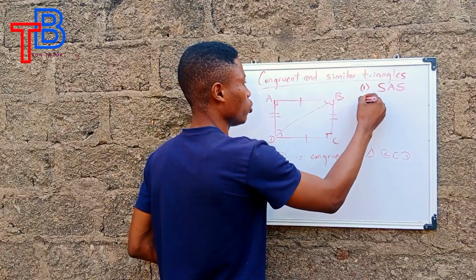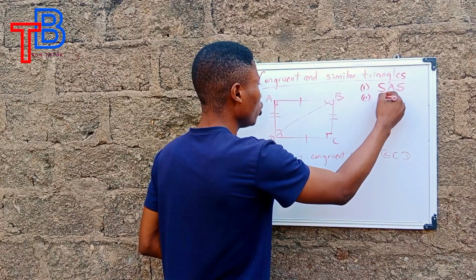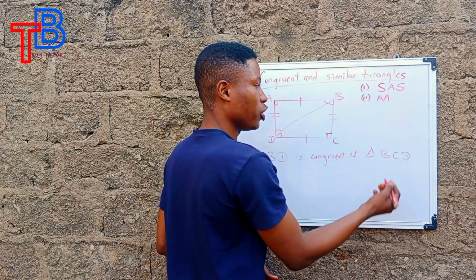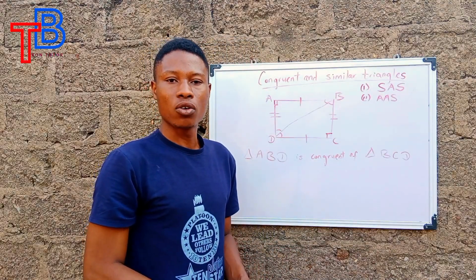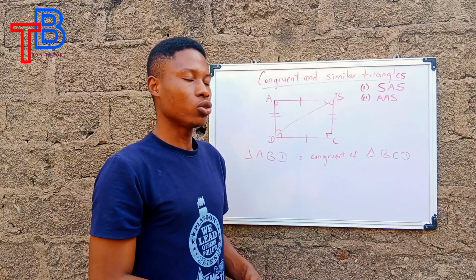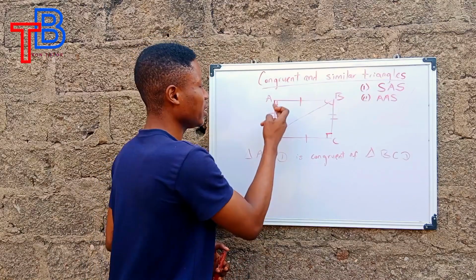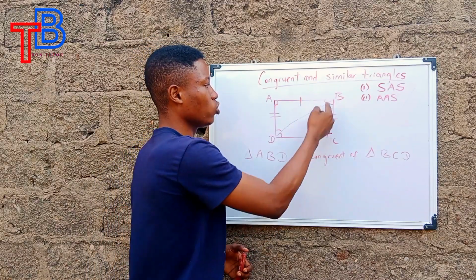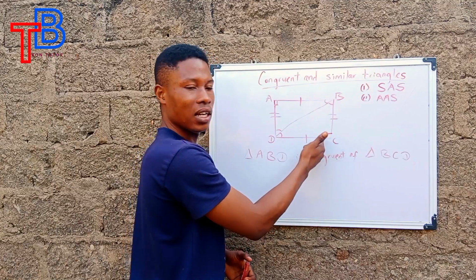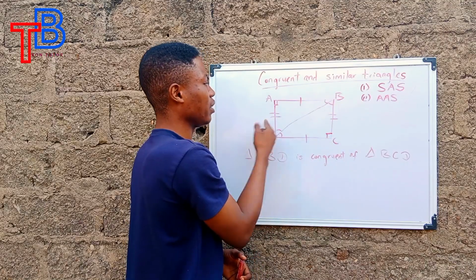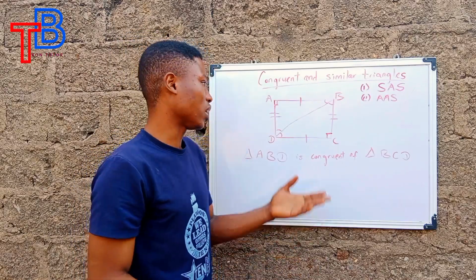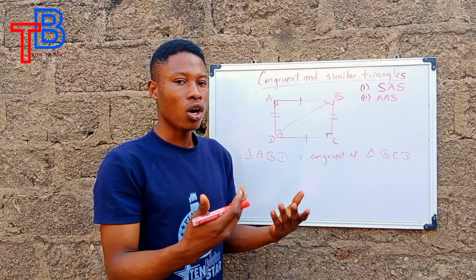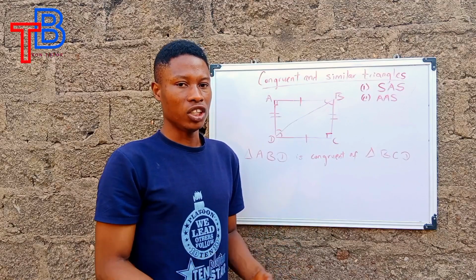Another condition is that two angles must be equal with also one side. This angle and this angle are equal to this angle and this angle. Also, this side is equal to this side. Therefore, this condition has been met, and we can say these two triangles are also congruent.